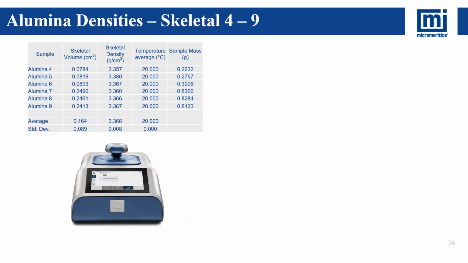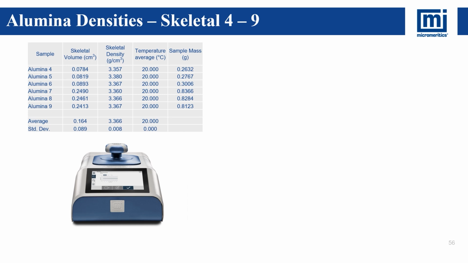The average of all of the tests is 3.366 grams per cubic centimeter with a standard deviation of 0.008. Now, the value shown for each of the aluminas is the average of the 10 test cycles. And then we can average together the results and look at their repeatability and reproducibility. We show the sample masses in the last column, and of course the temperatures all were right at 20 degrees.